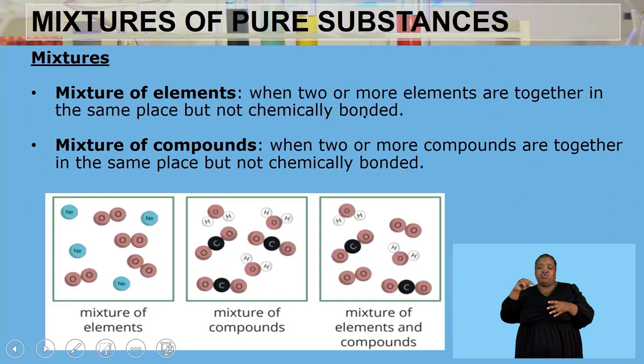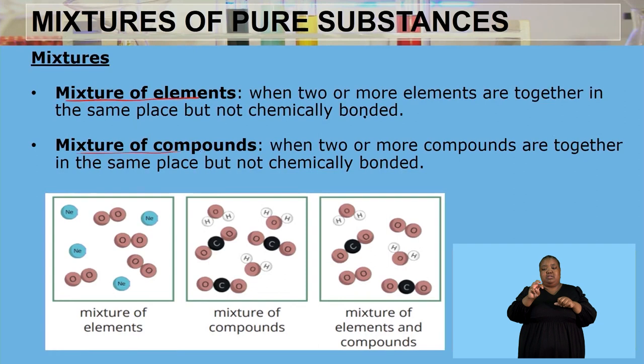So mixtures come in two different types. We have mixtures of elements and then mixtures of compounds. The difference is that the mixture of elements is when two or more elements are together in the same place, but they are not chemically bonded. And then the mixture of compounds is when two or more compounds are together in the same place, but they are not chemically bonded. So the difference between those two is that a mixture of elements is made of elements that are in the same place, and then the mixture of compounds is made of compounds that are in the same place. And those two mixtures are not chemically bonded.